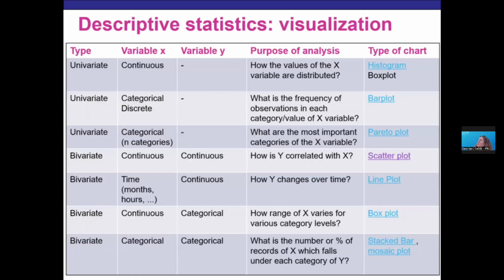So in visualization, this also depends on the nature of the variable. Okay, if we consider a univariate analysis for continuous variables, to see how the values of the variable are distributed, a histogram can be used, and also a box plot. For example, in this case, we see the distribution.